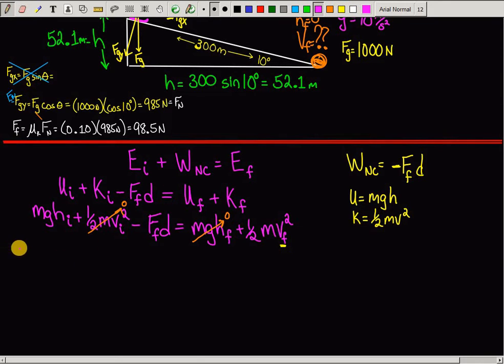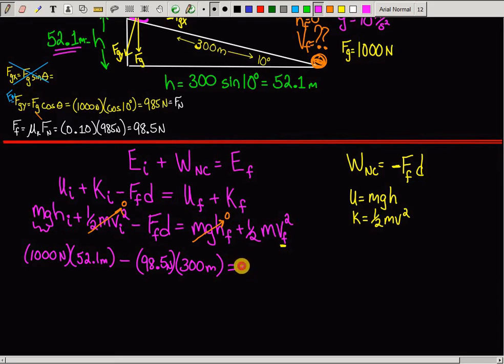So if we substitute numbers in, we know mg is the weight, which we already figured out to be 1,000 newtons. We figured out the height to be 52.1 meters. Force of friction, we figured that out earlier, that's 98.5. The distance that force of friction is going to be applied is over the 300-meter length of the hill. That takes care of this side of the equation. Then we have 1/2 of the mass, which was 100 kilograms, VF squared, which is what we're looking for. Let's do the math.